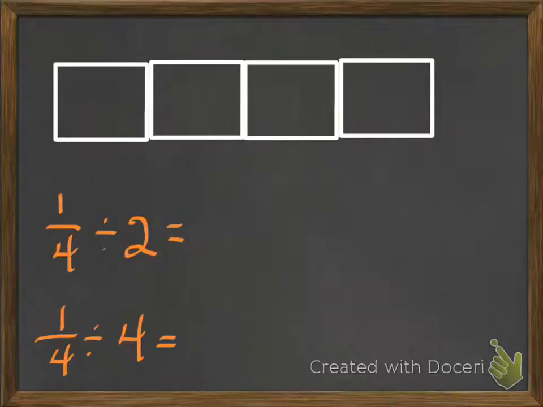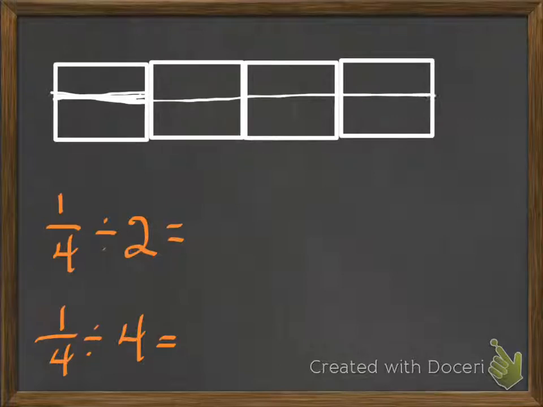Let's try another one. 1/4 divided by 2. And then we'll try 1/4 divided by 4. Okay, so 1/4 divided by 2. If I take 1/4, I've got my big long candy bar here. I've already cut it into 4 pieces. So if I take 1/4 and I divide it by 2, say 2 people want to eat that, so we'll cut it into 2 equal pieces. How much of the whole candy bar do they get?